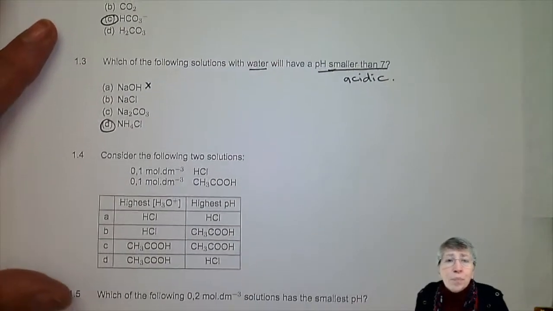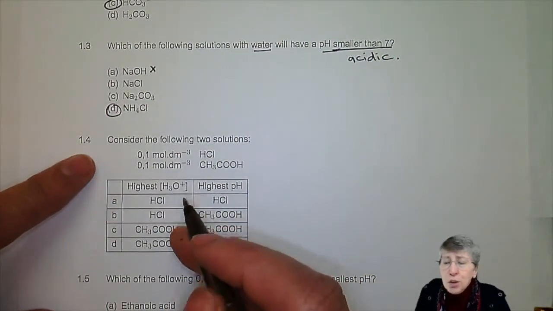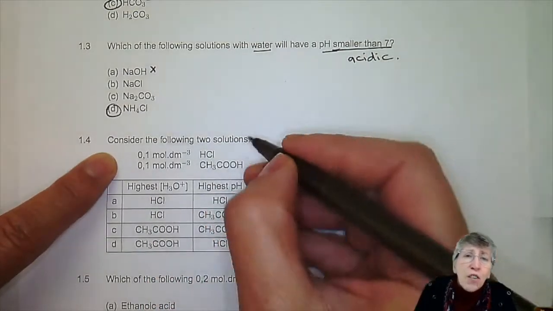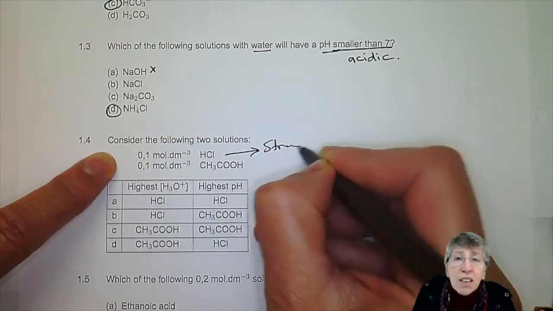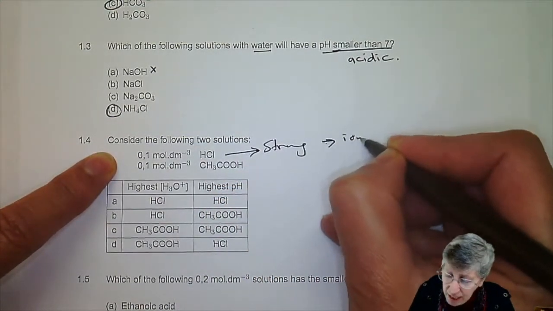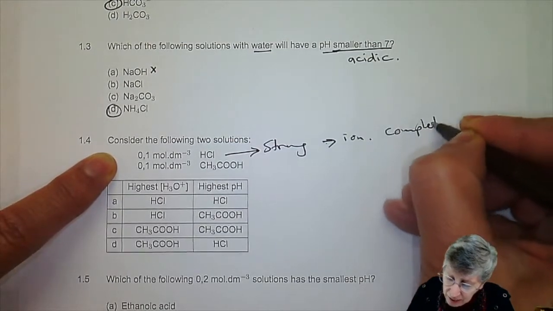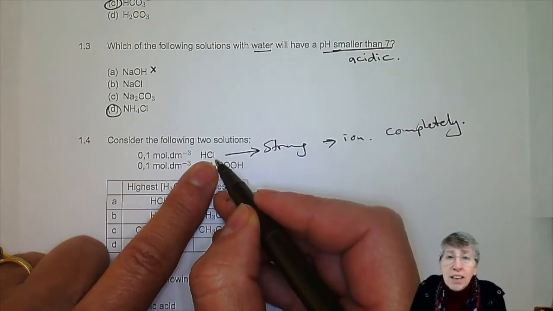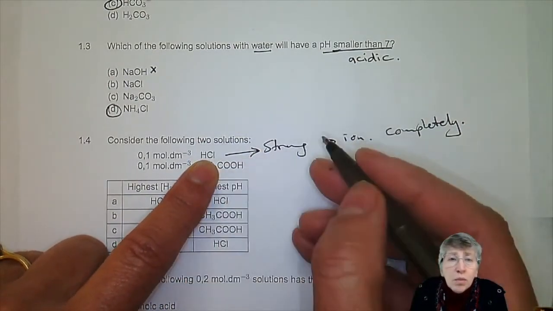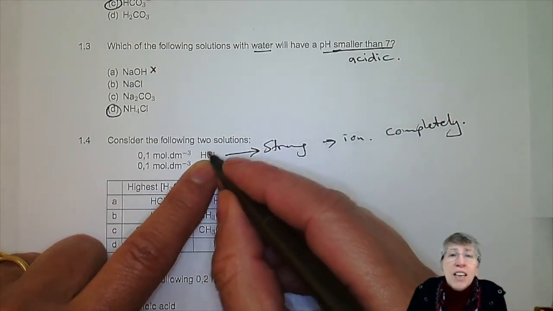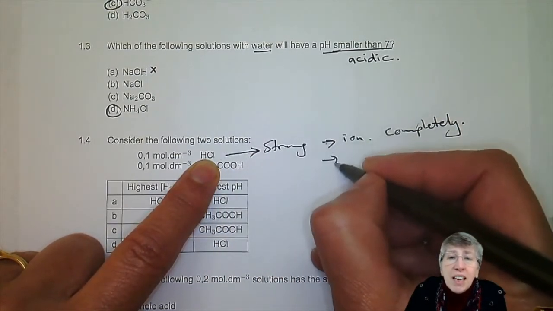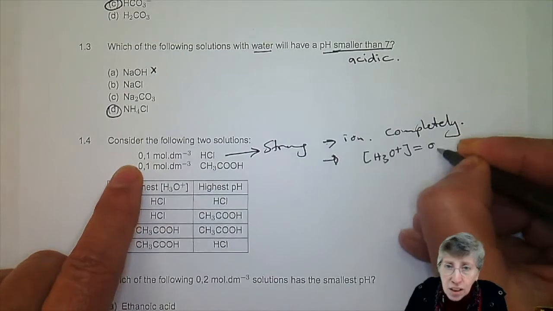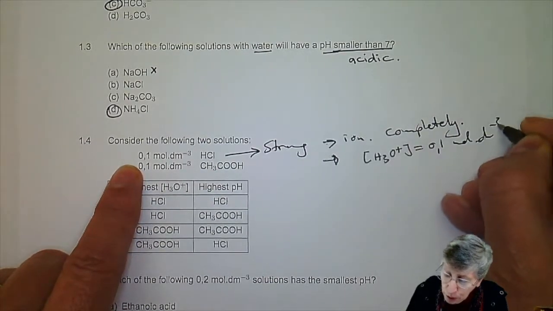Right, moving on. Next one, consider the following two solutions. Now, you've got the hydrochloric acid there, that is the strong acid, and that tells us it will ionize completely. Ionize completely means every single molecule of HCl will react and ionize. That means every HCl will produce a hydronium ion, and immediately the concentration of hydronium ions will therefore also be 0.1 moles per cubic decimeter.